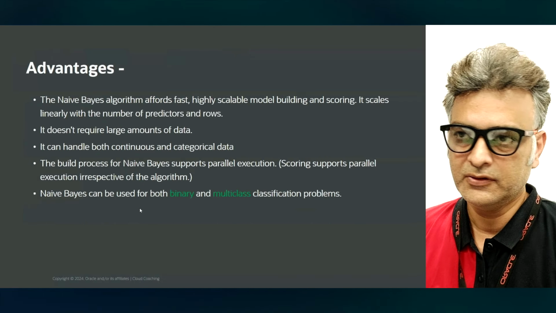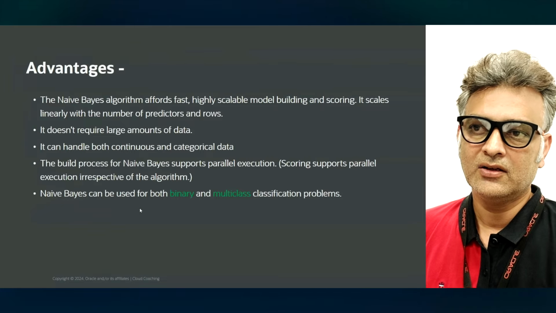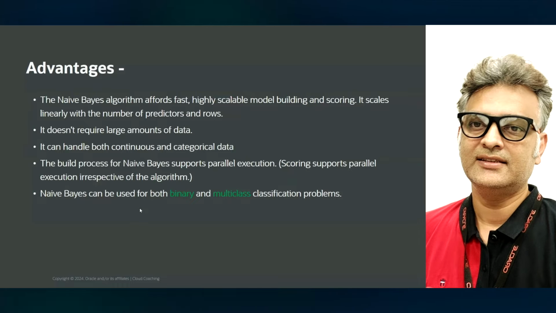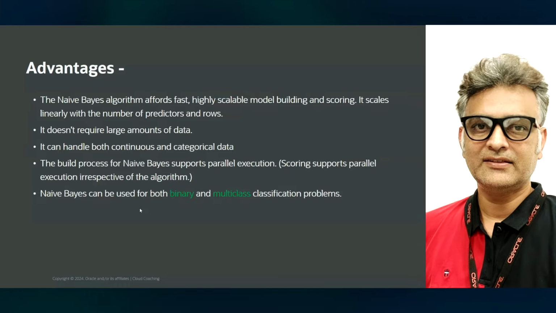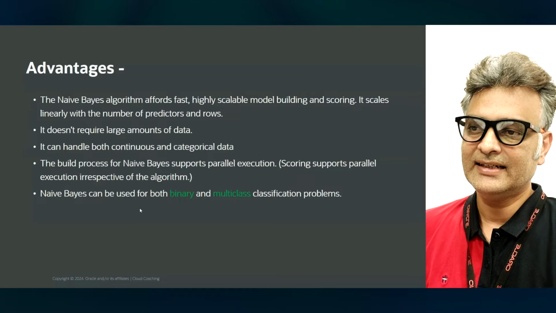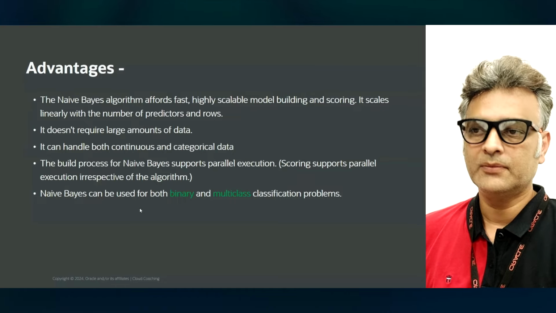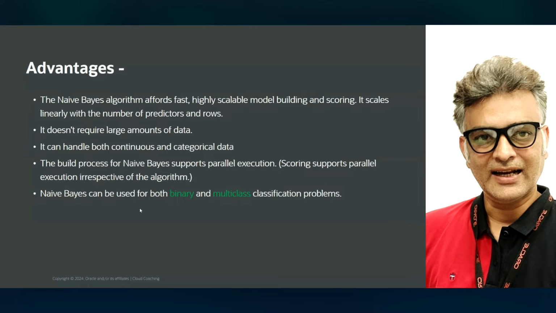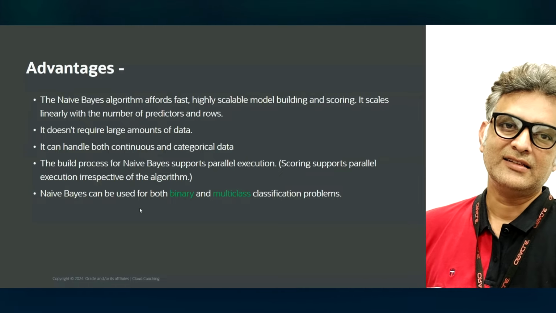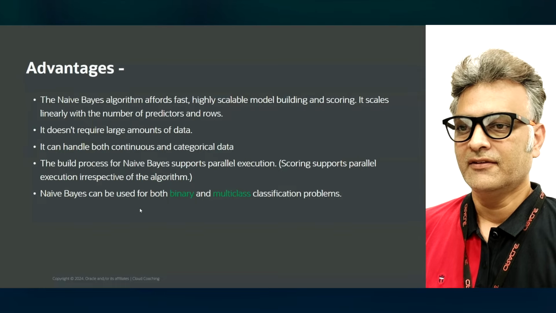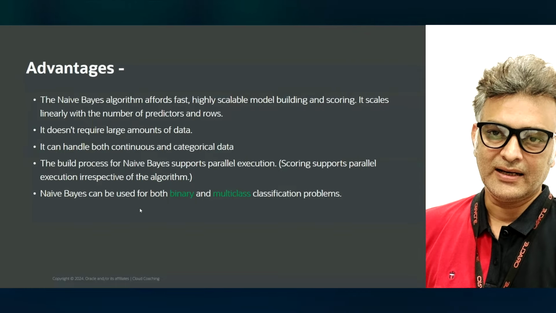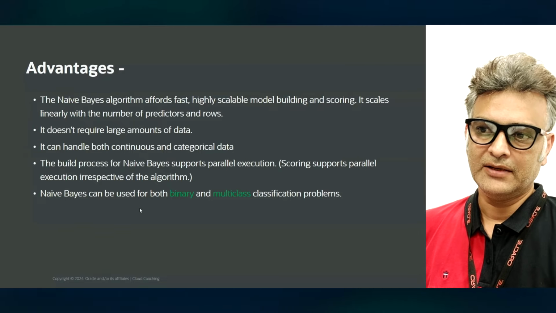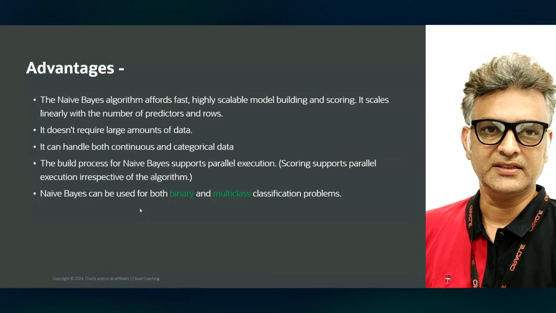So what are the advantages of using the naive Bayes algorithm? It is a very fast, highly scalable model. Okay. It can be used on high-dimensional data sets, meaning a data set which has a large number of attributes. Second, it does not require large amounts of data to train and build a machine learning model. It can handle both continuous and categorical data, meaning numeric as well as text data. From a build perspective, naive Bayes supports parallel execution, so that way it is faster. And as I mentioned earlier, naive Bayes can be used for both binary and multi-classification problems.